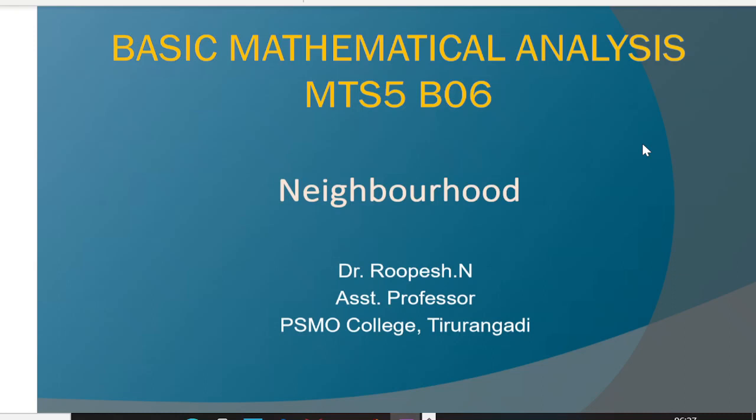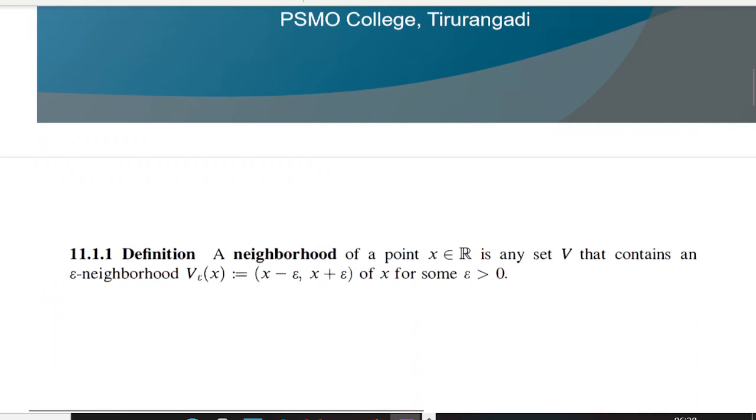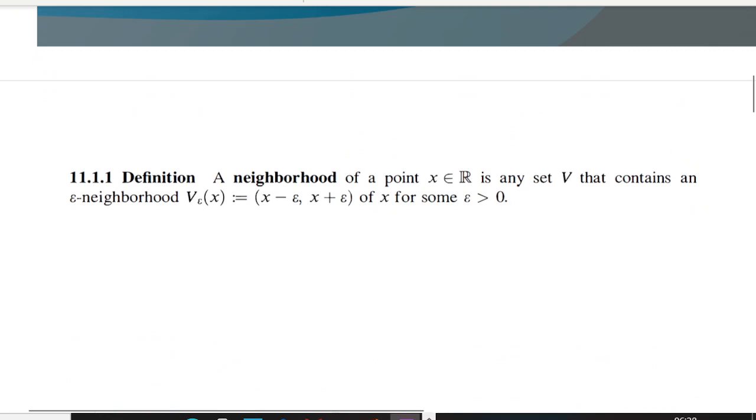Today we will discuss neighborhoods. It is chapter 11 of your prescribed textbook. So, definition 11.1.1: a neighborhood of a point x belonging to R is any set V that contains an epsilon neighborhood V epsilon of x. We have studied the epsilon neighborhood.